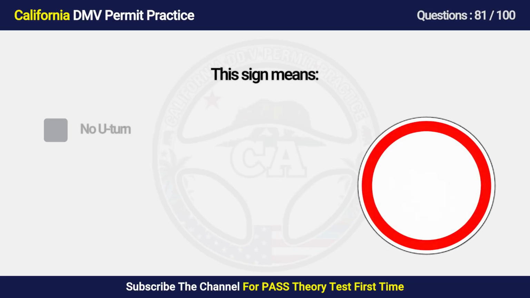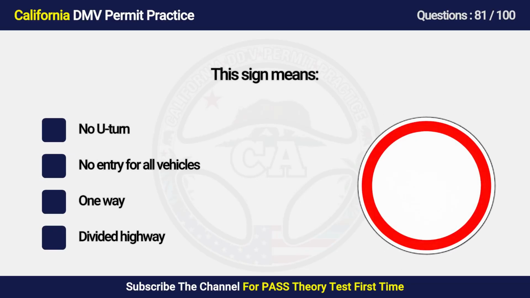Question 81. This sign means: A. No U-turn, B. No entry for all vehicles, C. One-way, D. Divided highway.